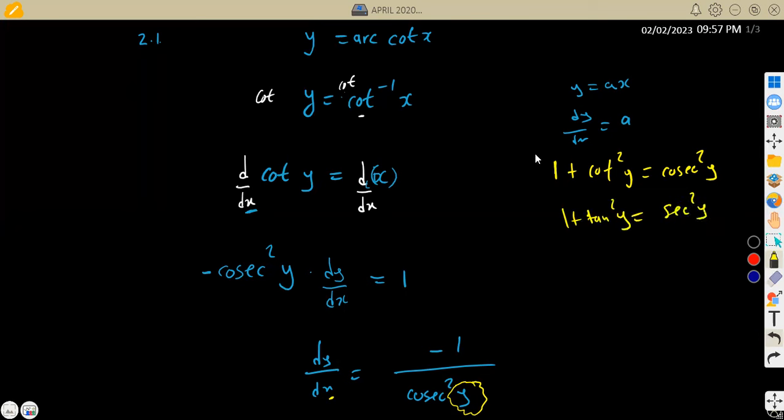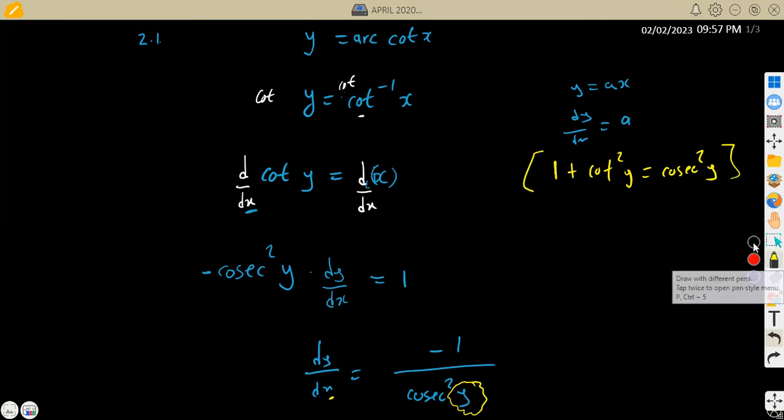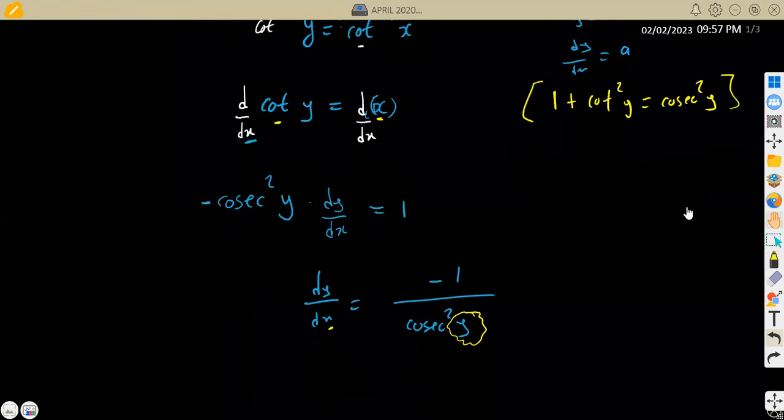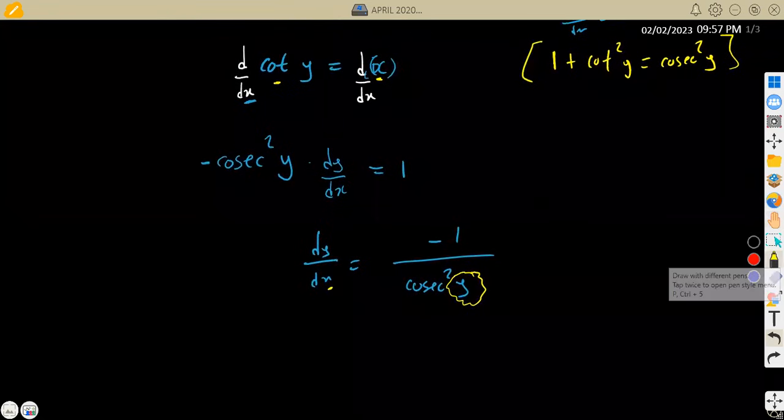So here we're dealing with a cot. From this part that we have, can we actually make cosec squared the subject? Cosec squared y is equivalent to 1 plus cot squared y. So in place of cosec squared y, we are going to substitute with 1 plus cot squared, because we've got something that has to do with cot previously there.